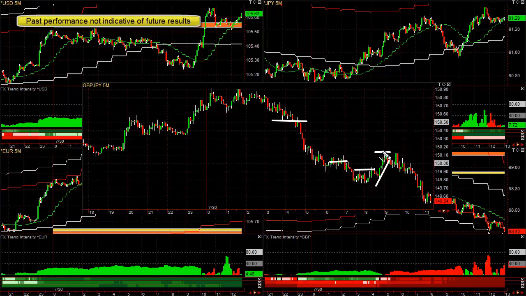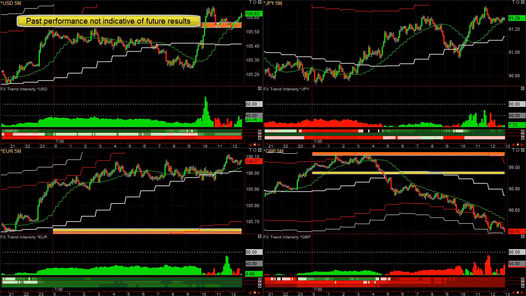Whether you got out of that with a small loss or small win or held and made 40 or 50 pips, it's up to you. But this is how you use the currency index to actually anticipate future trend direction before it even happens. For instance, the yen was very strong, had a big move up.